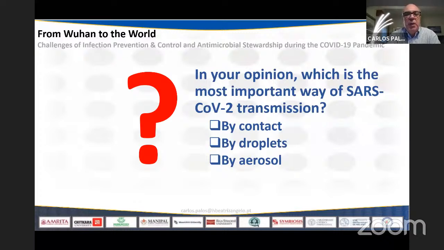So most of you agree that it is by droplets, by large particulate that we generate from our respiration and from our mouth. And in fact, it is the most important one. The second group was saying that it is generated by aerosols. 85% of you think that it is related with respiration, which is correct, and 15% of you say that contact is the most important way of transmission.